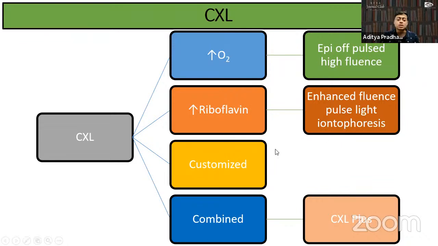into the cornea. There are the customized protocols in which the central island is left intact and the epithelium is removed around the cone. And one is the combined approach, the CXL Plus, in which you can combine the CXL with the other modalities as shown before, like ring segments, PRK, IOL, and whatnot.